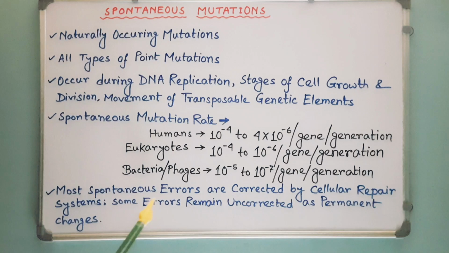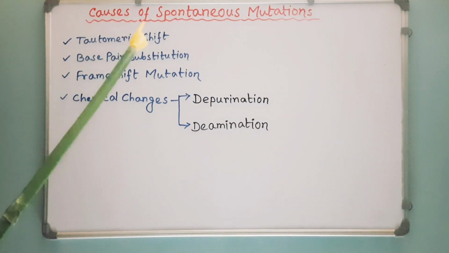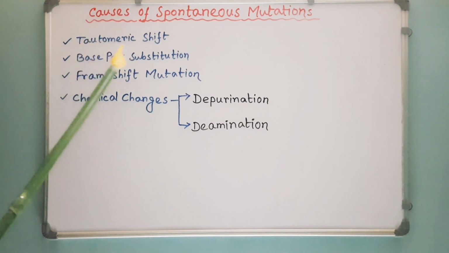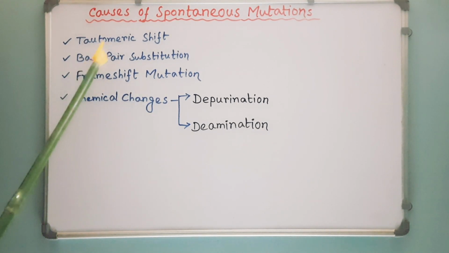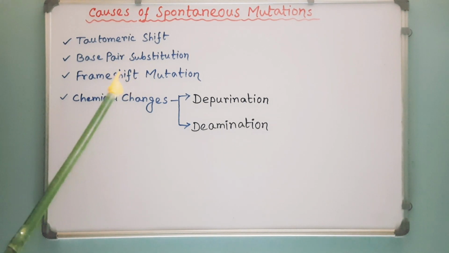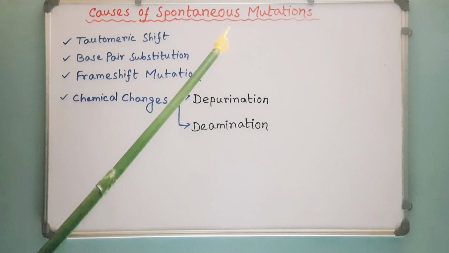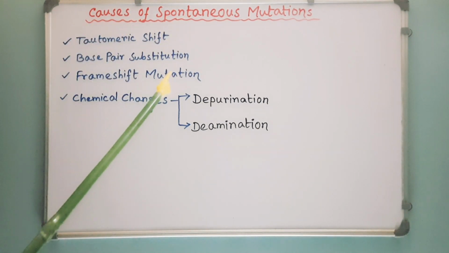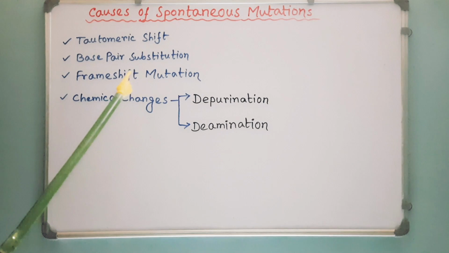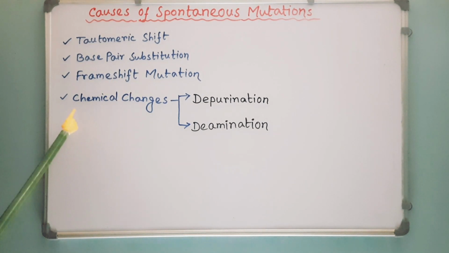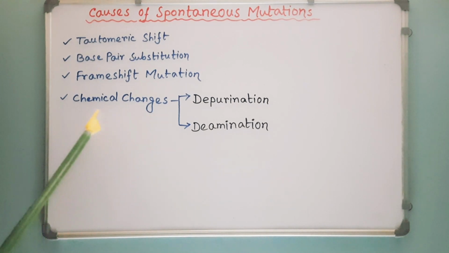Most spontaneous errors are corrected by cellular repair systems. Only some errors remain uncorrected as permanent changes. In Gene Mutation Part 1, I had already discussed tautomeric shift, base pair substitution, frame shift, etc. These all happen during DNA replication and are responsible for spontaneous gene mutation, so I will not discuss them again here. This type of DNA replication error may be repairable by mismatch repair systems. I will now discuss how chemical changes cause spontaneous mutation.